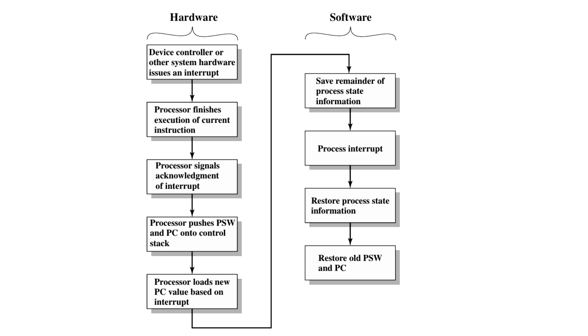And on the software side, it saves the remainder of the process state information. Then it goes to process the interrupt. And finally, after processing the interrupt, it restores the process state information and then restores the old program status word and PC contents.